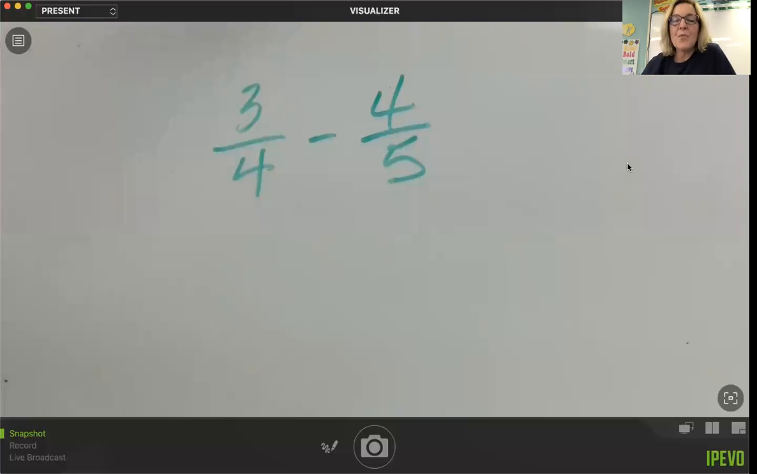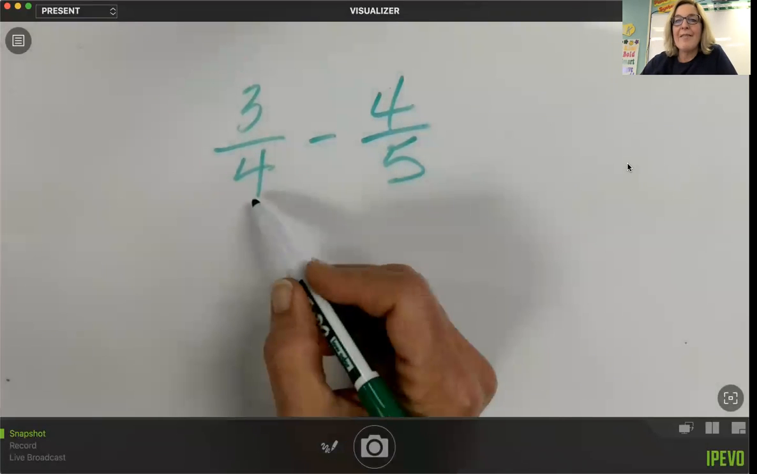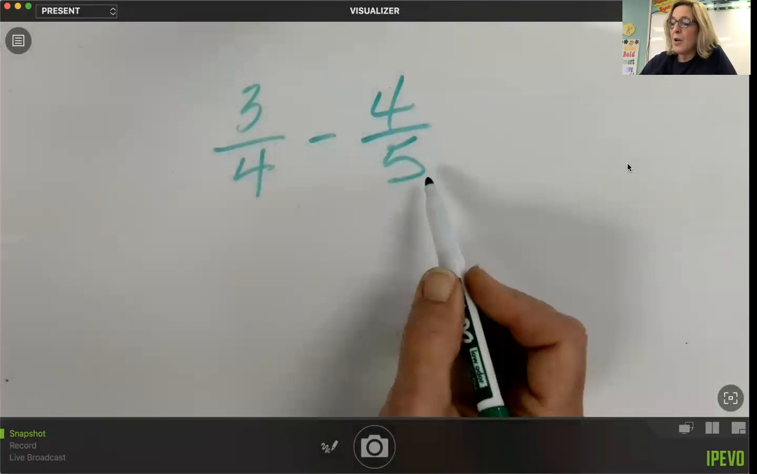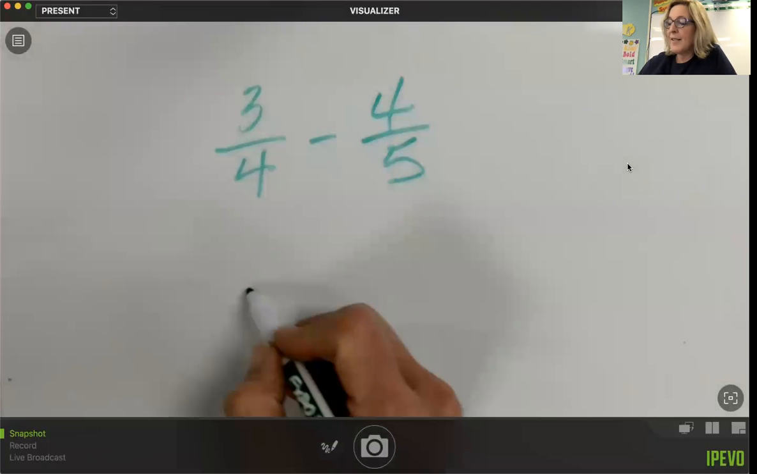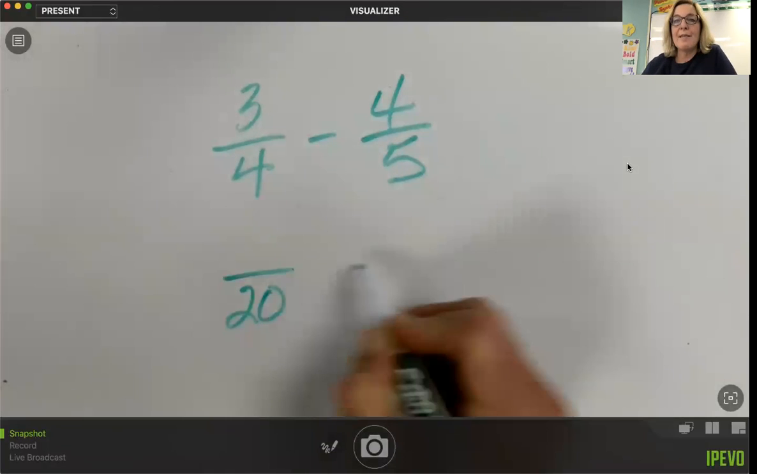Okay, so let's do 3/4 minus 4/5. Again, we have different denominators. We want them to be the same. And if you think about your multiples of 4, your multiples of 5, the first one they have in common is 20. So we're going to turn this into a problem involving 20ths.